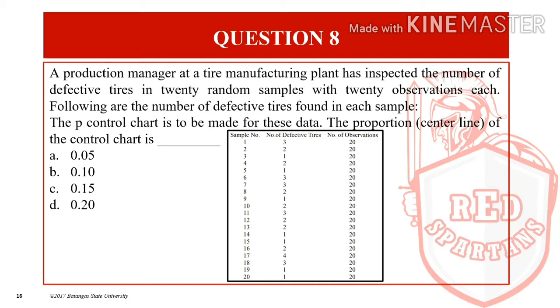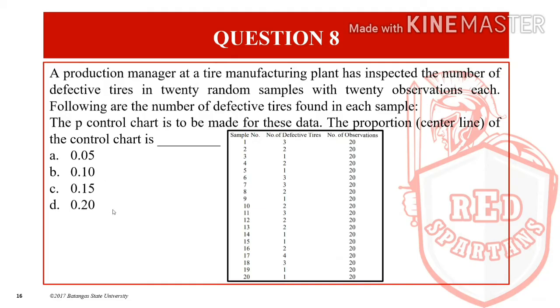The next, for question number 8, a production manager at the manufacturing plant has inspected the number of defective tires in 20 random samples with 20 observations each. Following are the number of defective tires found in each sample. The P control chart is to be made for this data. Then ano daw yung ating p-bar? So yung choices natin, 0.05, 0.10, 0.15, and 0.20.